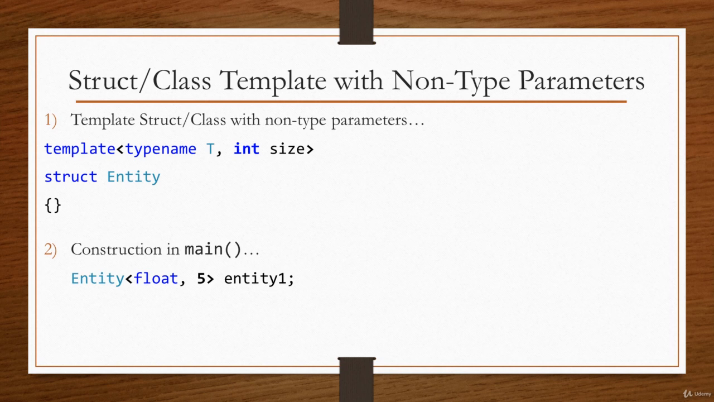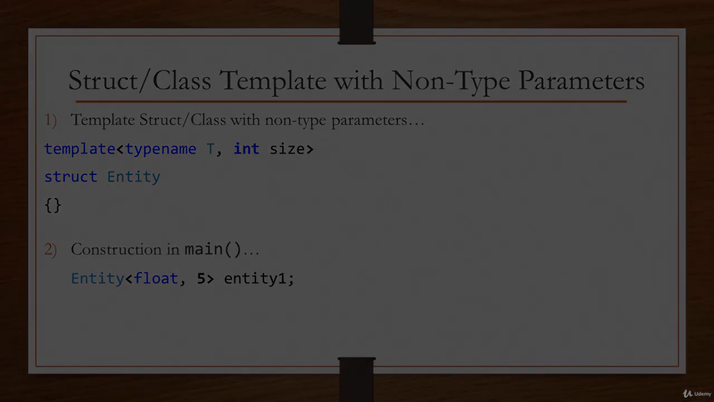And of course you follow that by the identifier or the name for the entity that you are constructing, in this case entity1, and if that has some constructor you'll follow that by the parentheses and you'll pass in the arguments.